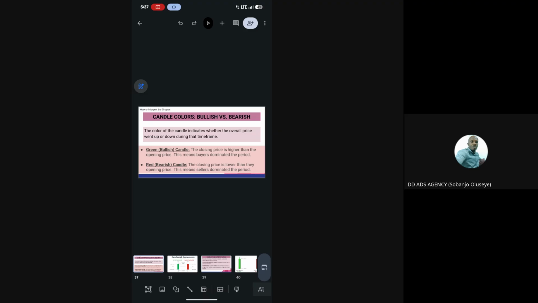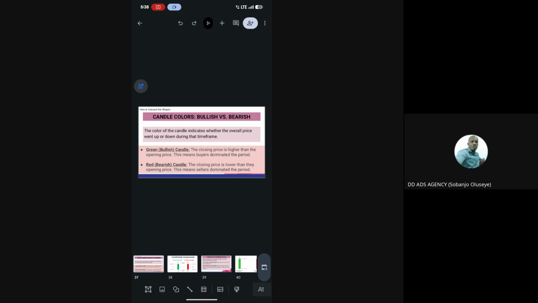All right. So what we have right here is the colors of the bullish and the bearish candles, which I've very much explained earlier, but let's just quickly read through it. The color of the candle indicates whether the overall price went up or down during that time frame. Like I told us, green means what? Bullish, and red means what? Bearish. Right there, we can see the closing price is higher than the opening price. This means that buyers dominated the period. If we look at that, it's self-explanatory.